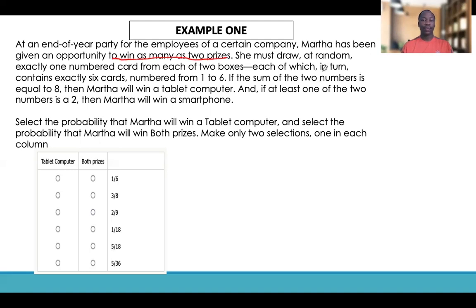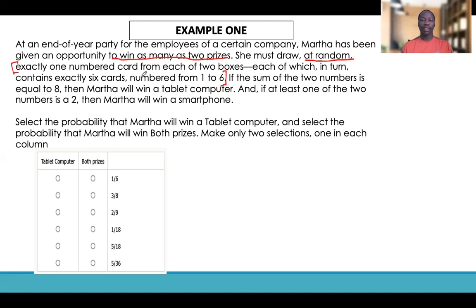Then she must draw at random exactly 1 numbered card from each of the 2 boxes. Again, the point here is at random, not in a particular order. So order doesn't really matter in this situation. Exactly 1 card from each of the 2 boxes, each of which in turn contains exactly 6 cards numbered 1 to 6. This is information that is actually crucial, important for us. All right, so have that in mind.